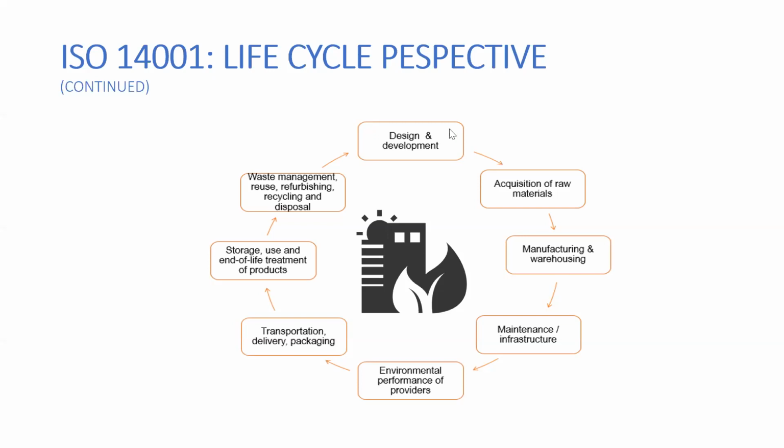For example, design and development stage, then acquisition of raw material, then manufacturing and warehouse, maintenance and infrastructure, then the environmental performance of your service providers or contractors who are working within the company or on behalf of the company, then how you are going to transport it, how the delivery and packaging activities are going on, and then where it is going to be used.